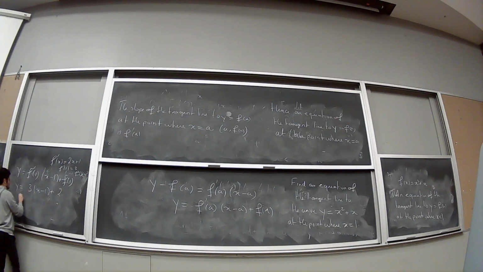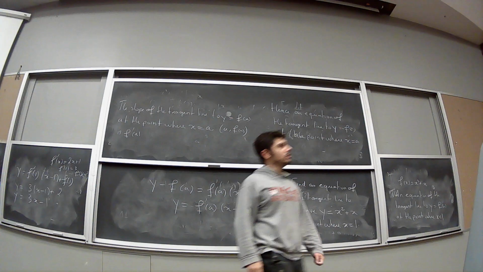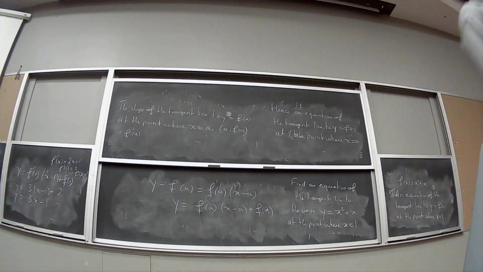Sometimes, depending on what you need to do with it, you may keep it this way, or sometimes you may just expand it. So it's 3x minus 3 plus 2, so y is equal to 3x minus 1. Okay, are we good here? Is that clear? It depends on what you want to do. We will see later.